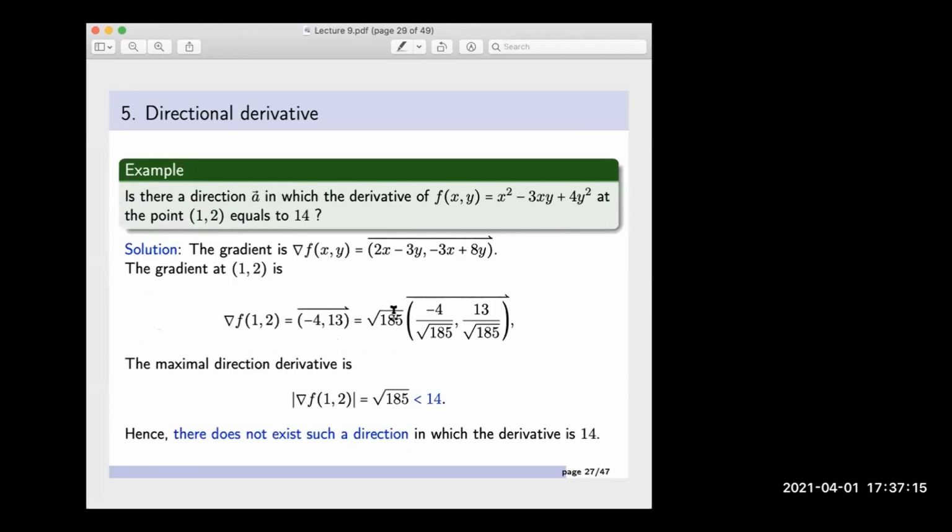So we see that in this question, the biggest possible directional derivative is this. However, the question asks whether the directional derivative can be equal to 14 in some direction, right? But 14 is bigger than this biggest possible directional derivative. So it's impossible. There does not exist such a direction in which the directional derivative is 14, because this number is bigger than the biggest possible directional derivative.